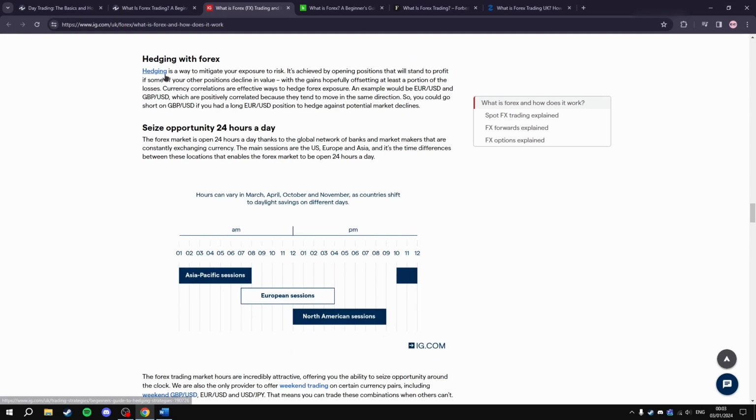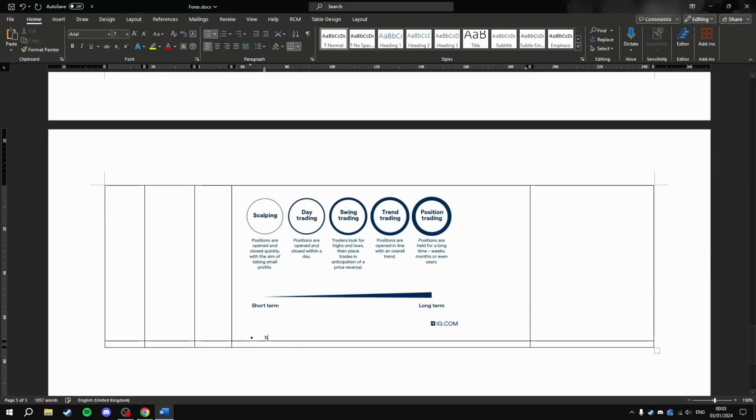Hedging. What is hedging? Hedging is a way to mitigate your exposure to risk. It is achieved by opening positions that will stand to profit if some of your other positions decline in value, with the gains hopefully offsetting each. So basically, don't put your eggs in one basket. That's what hedging is.